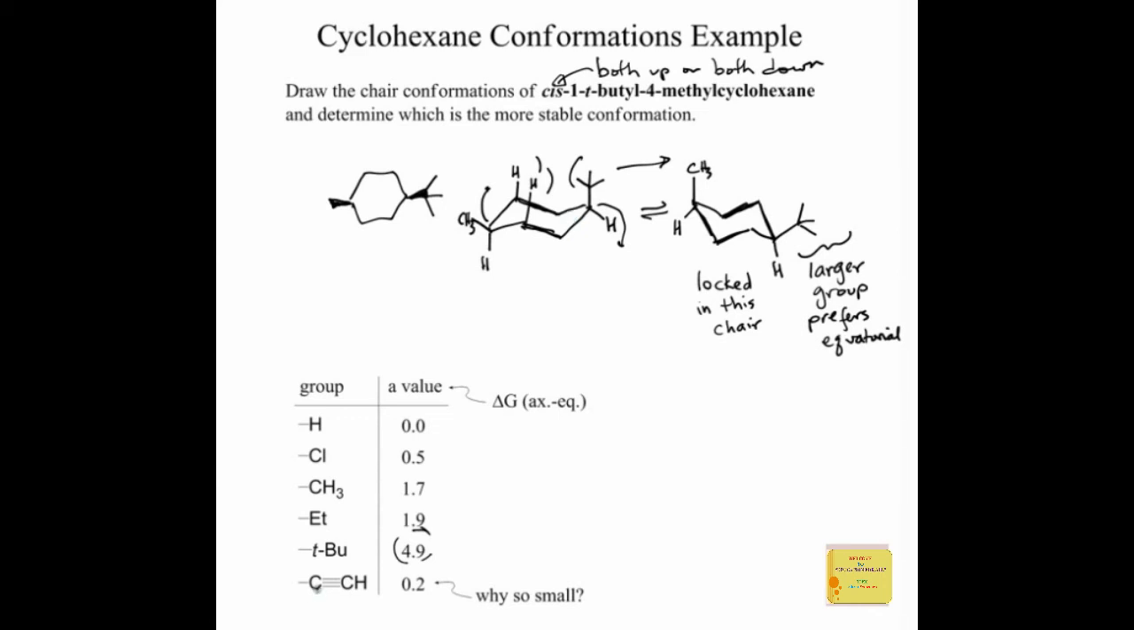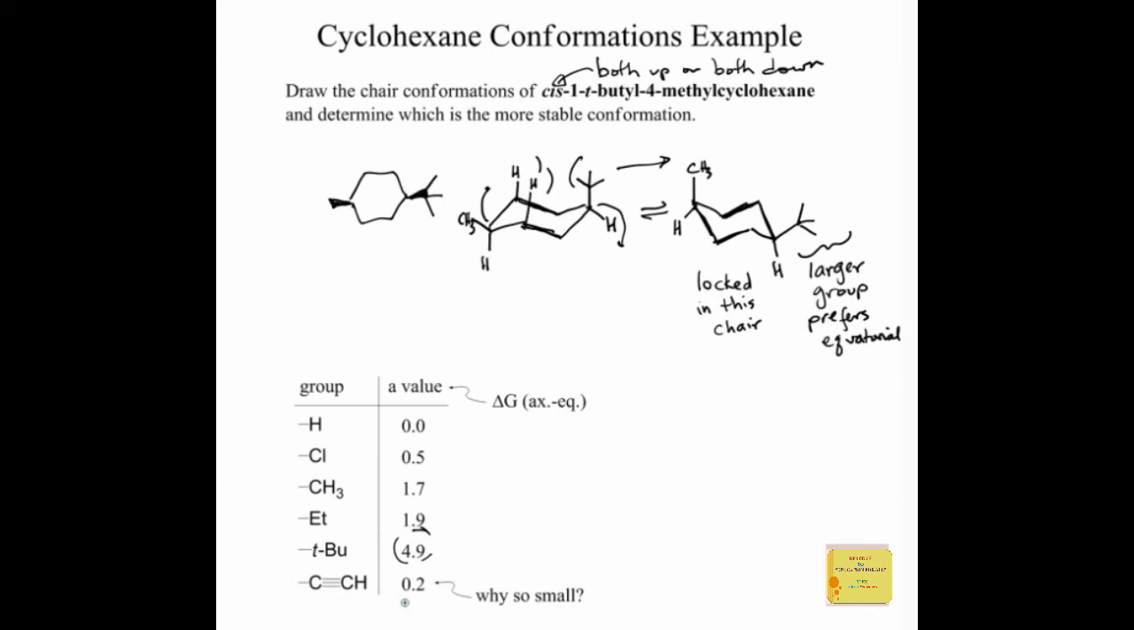One interesting example is this alkyne, this triple bond group. Why is that such a small number? Can you think about the geometry of a triple bond? If I were to put this in an axial position, what is that going to look like? It goes straight up, doesn't it? So how much interaction is it going to have with these other axial hydrogens? Not very much compared to a tert-butyl group.